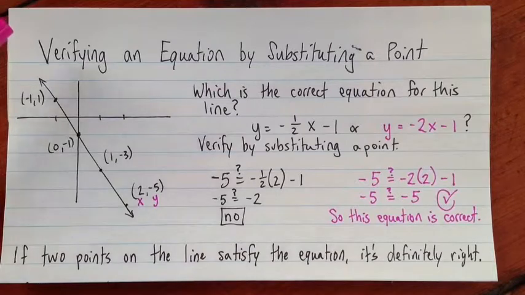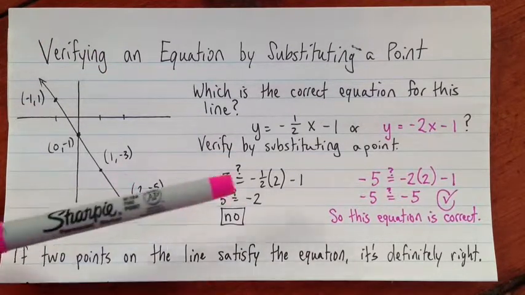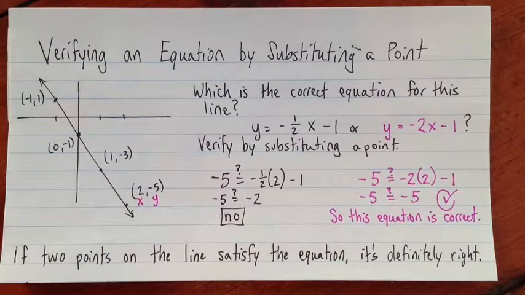Okay, so just to sum up, if you want to check an equation by substituting a point, you identify your x and y values, you substitute them in, and then you see whether or not the two sides are equal.